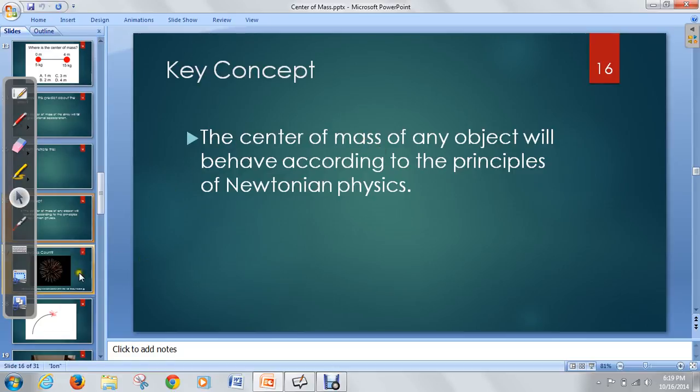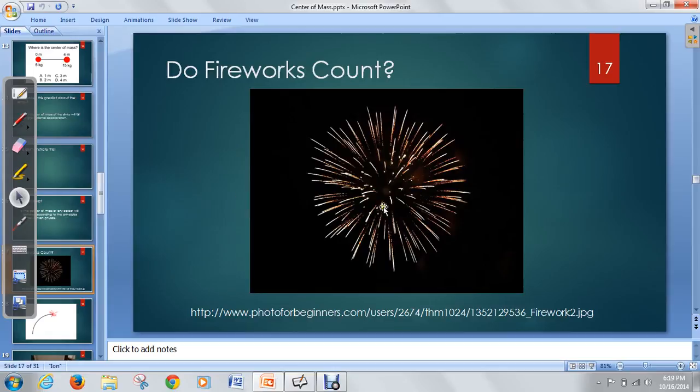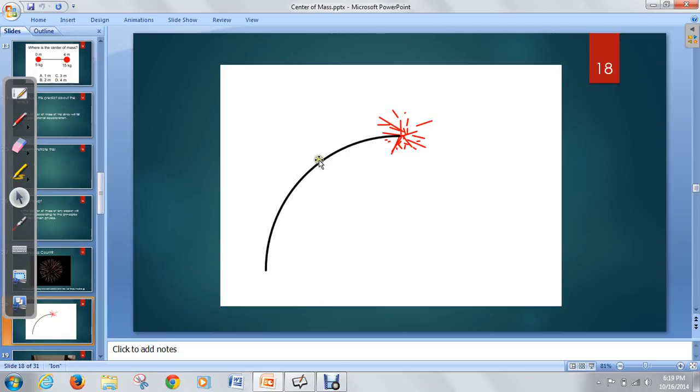And this goes for any object. So even fireworks, guess what? They're still going to behave according to Newtonian physics. So think about a firework. You shoot it up into the sky, and then it blows up into a million pieces. Okay, some people might say, we can't do any physics after that point. But it turns out it still behaves according to Newtonian physics, or at least the center of mass does.